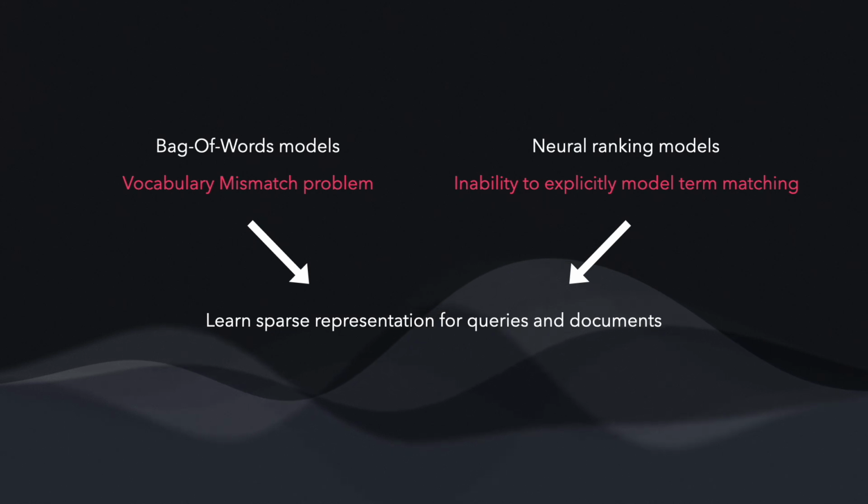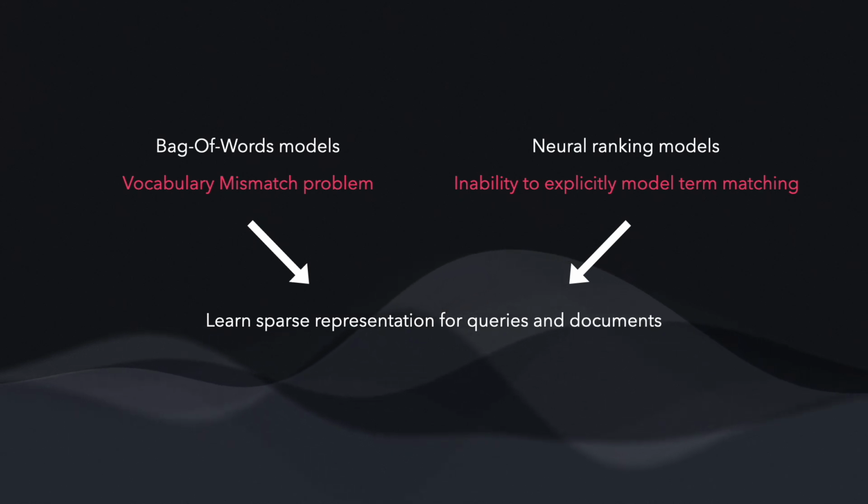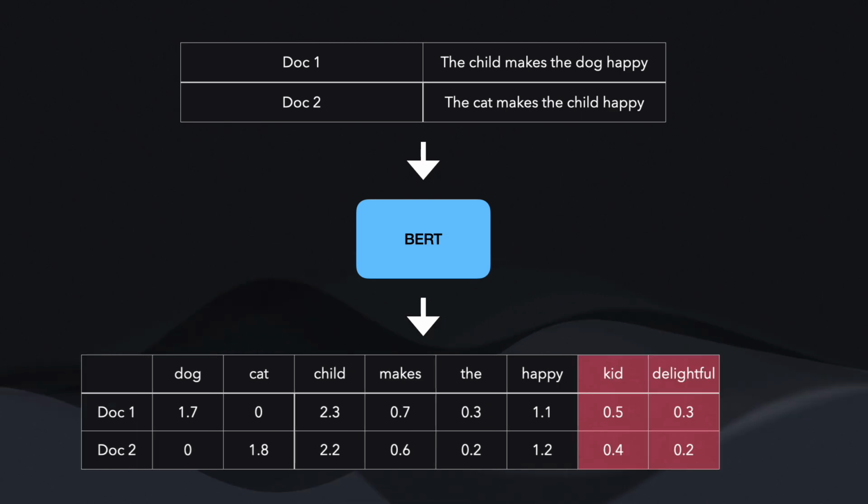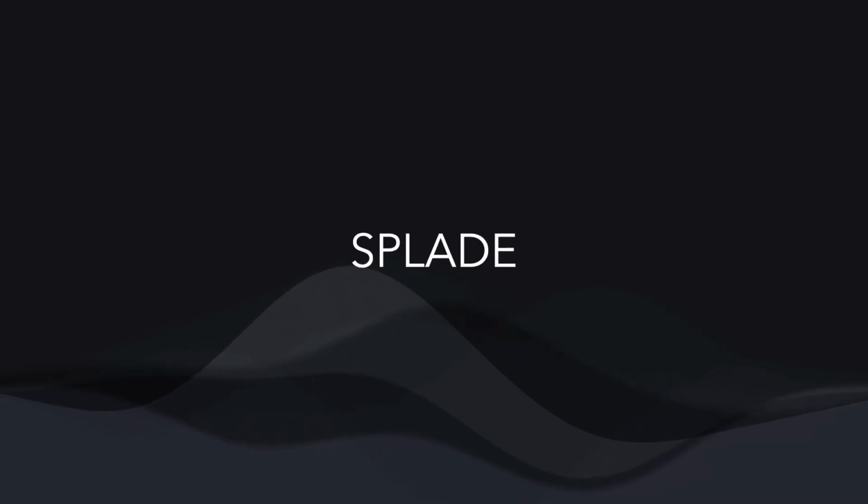To get around the downsides of earlier methods, more people are getting interested in learning sparse representations for queries and documents. By learning what's called term weights, models can keep the good stuff from bag of words models, like exact term matching, the efficiency of inverted indexes, and being easier to understand. Also, by using methods to expand terms, these models can help reduce the problem of vocabulary mismatch. One of the popular models for this type of sparse retrieval is called SPLADE.